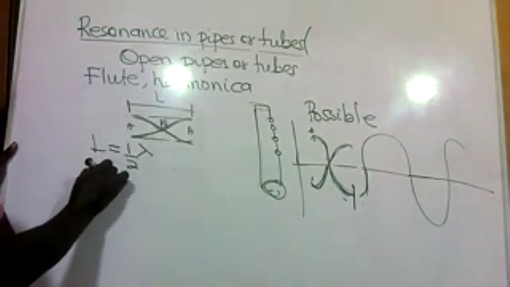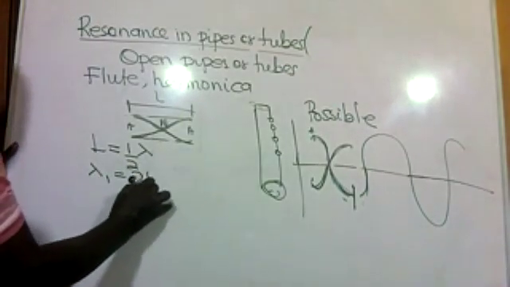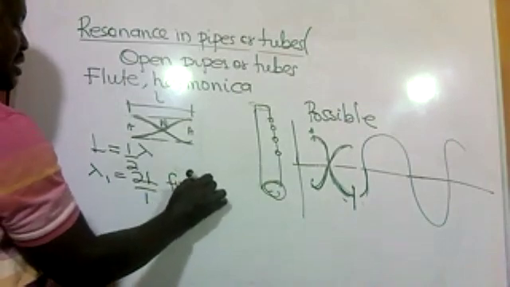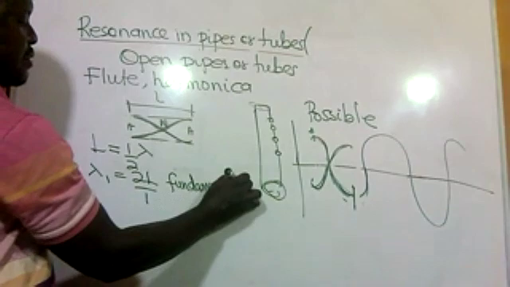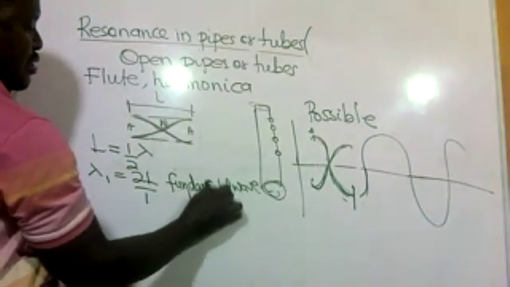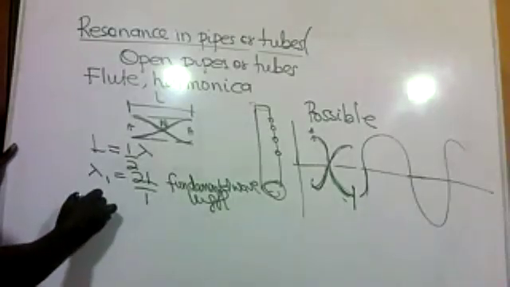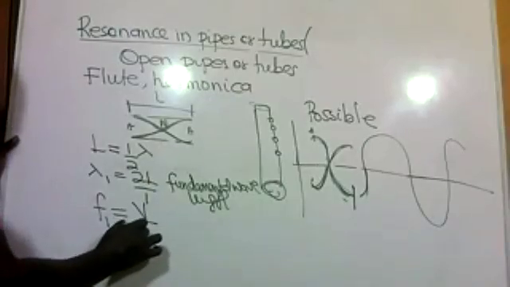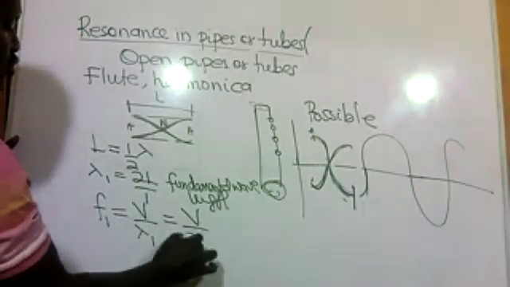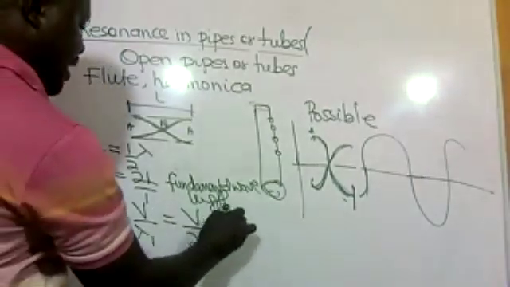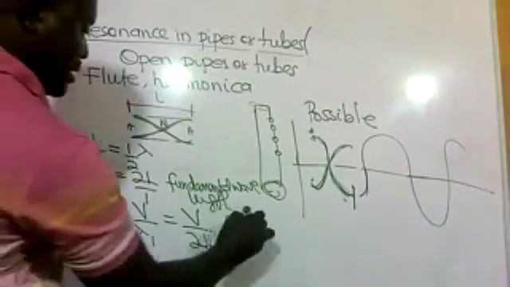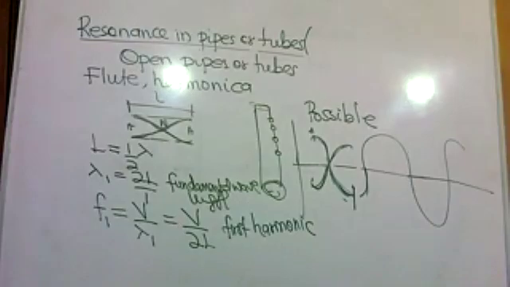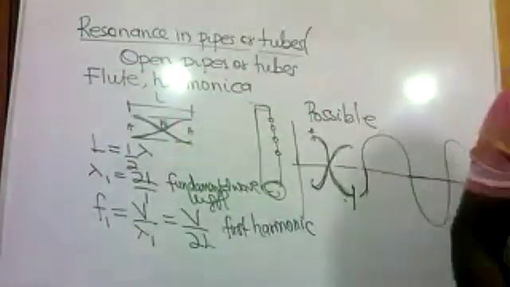Therefore, lambda 1 will be equal to 2L on 1. This is the fundamental wavelength. Then F1, the fundamental frequency or notes, will be equal to V on lambda 1, which is V on 2L. This is the first harmonic, or fundamental frequency.